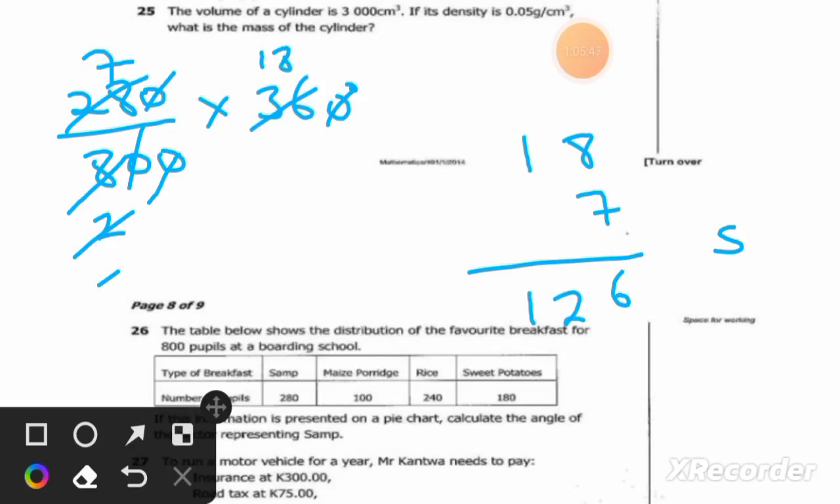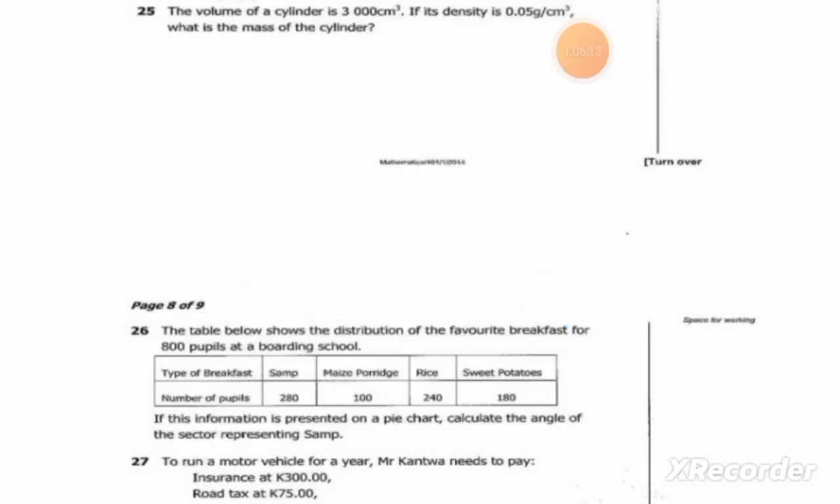So 126 is the angle of the pupils who like samp. This is our answer: 126 degrees. We move on to the next question.